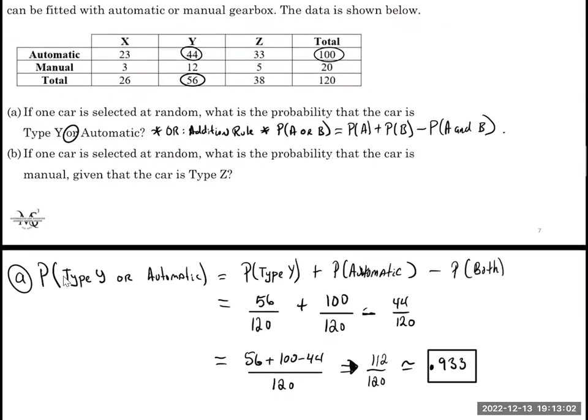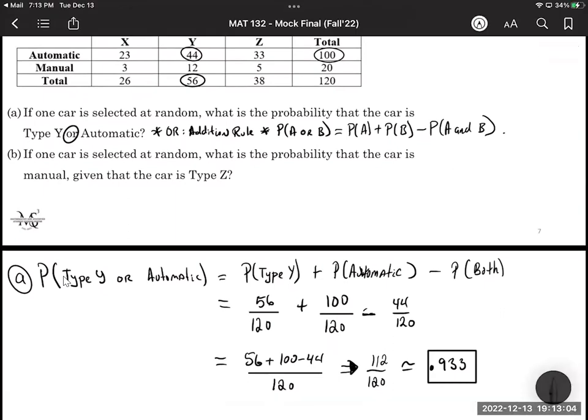Now, here's a case where you could sort of make sense of your answer. Let's do a what if scenario, just a quick one, because this might happen to some students, maybe because of nervousness. Let's just say I didn't put this minus 44. Let's just say I only put 56 plus 100 divided by 120. Well, 56 plus 100, we established earlier as 156. If I have 156 over 120, can this represent a probability?